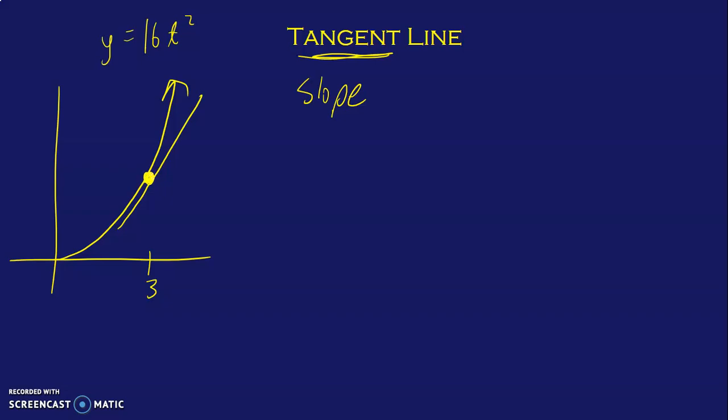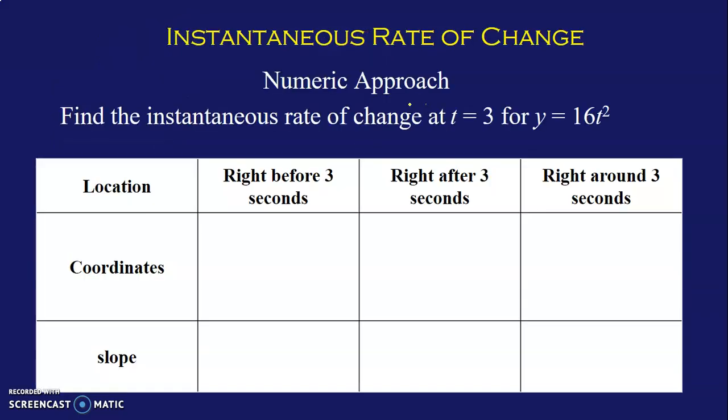So we're going to look at it two different ways. We're going to look at a numeric approach and then an algebraic approach. The numeric approach is going to be if you have a calculator and just get a really, really good approximation. And then we're going to talk about the algebraic way where you can get the exact answer. But basically we need to find the slope of this tangent line, and that will tell us the instantaneous rate of change.